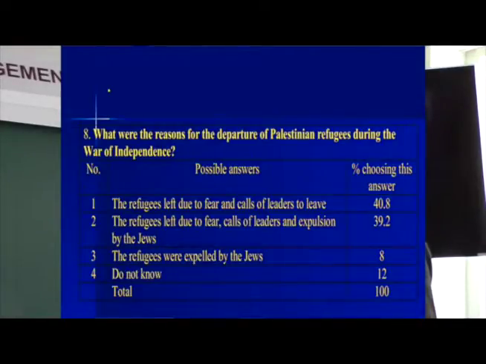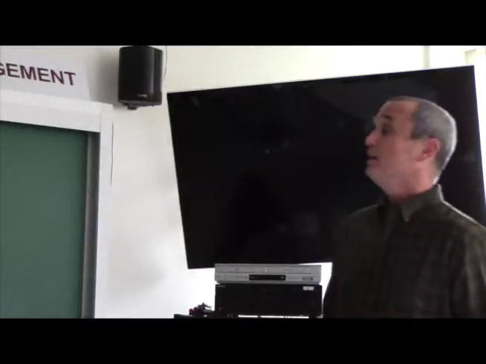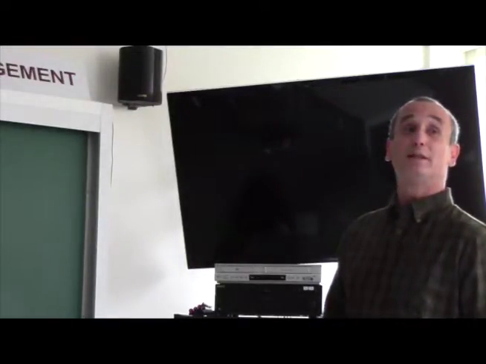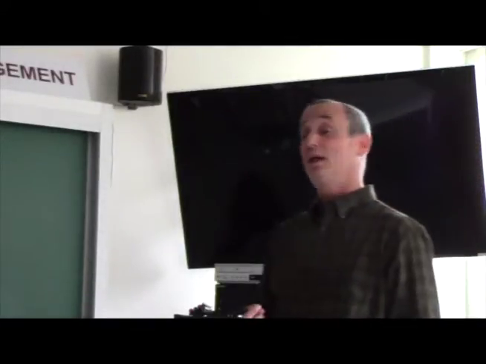The refugees left due to fear and because of their leaders telling them to leave, 41%. The refugees left due to fear, because of leaders, and expulsions by the Jews, we have 39%, and the refugees were expelled by the Jews, 8%. So indeed, we see that the biggest group is 41%. Wow, can't believe it. But still, we see 47%, 39 plus 8, still think that expulsion did take place, and we thought it was a big number.